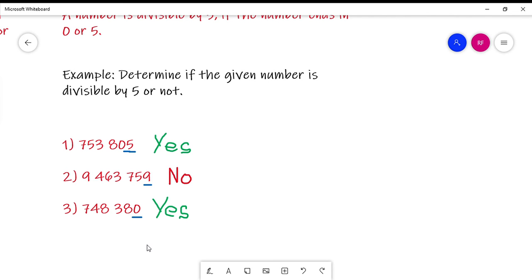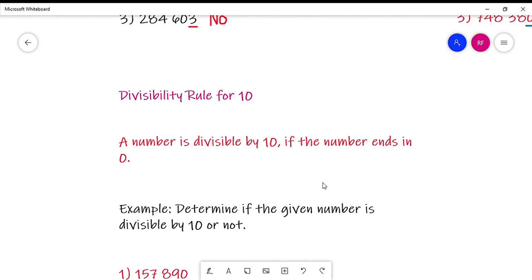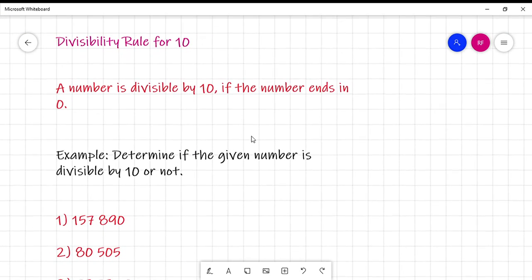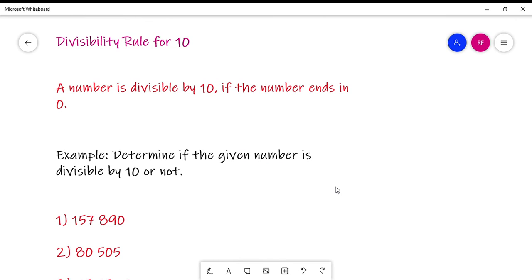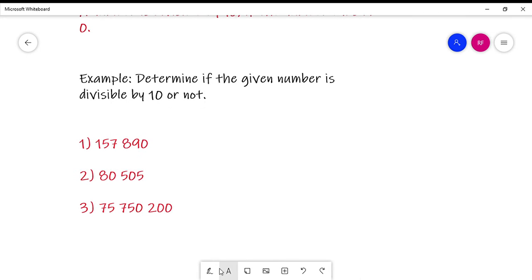Now let's go to the hardest rule for divisibility. No, I'm just kidding. I always tell my students that this is the hardest. Okay, so the divisibility rule for 10. If a number ends in 0, that means it is divisible by 10. Or if the ones digit of the number is 0, it is divisible by 10. Of course, here, let us have an example.